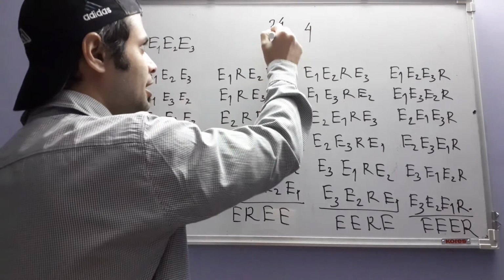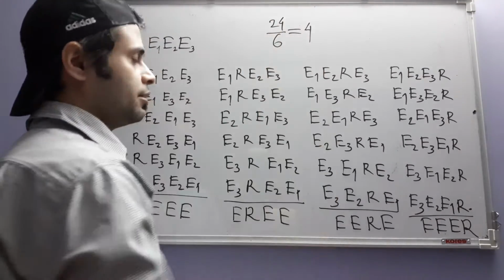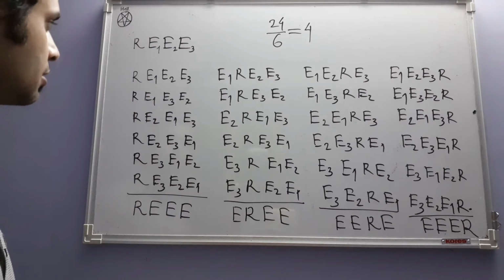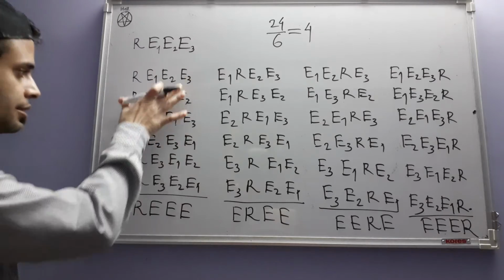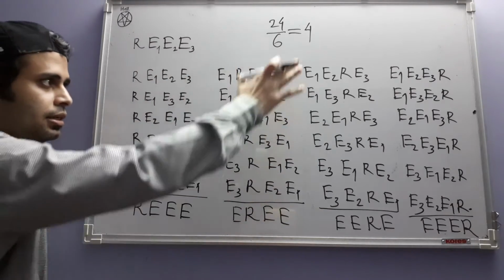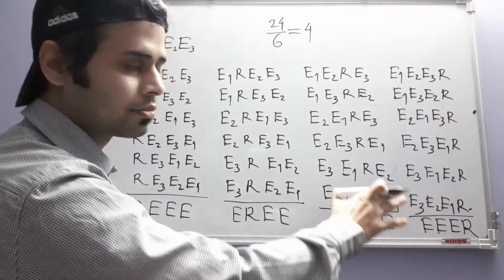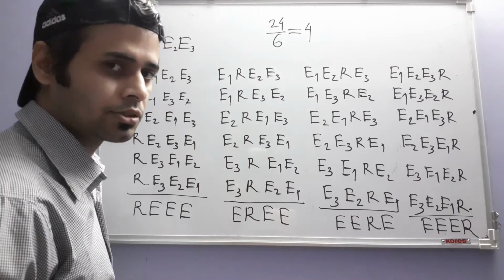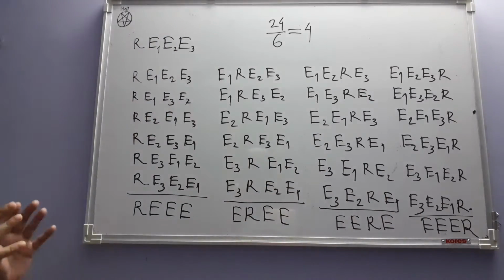So it seems that we have to divide by 6. But why? Why should we divide by 6? Of course, because these 6 entries in each column, in all the columns, they give us the same permutation actually. But why is that happening?